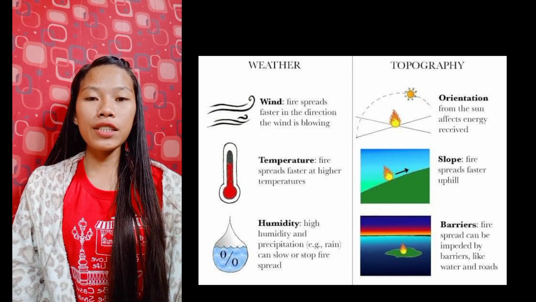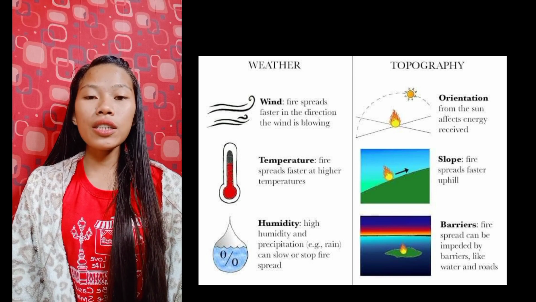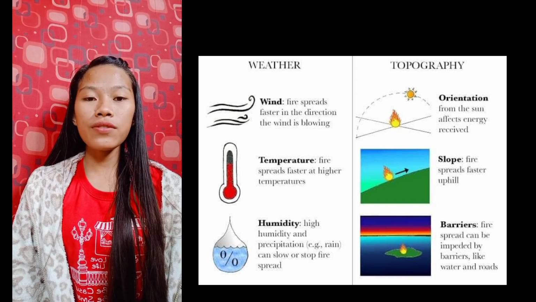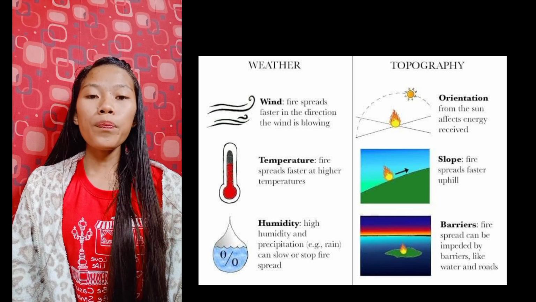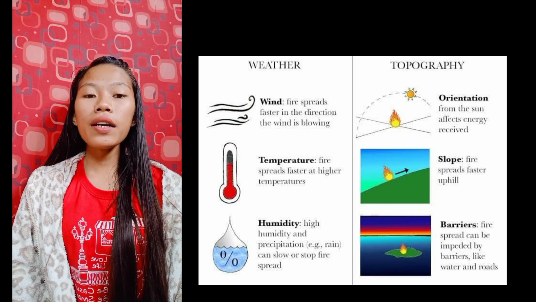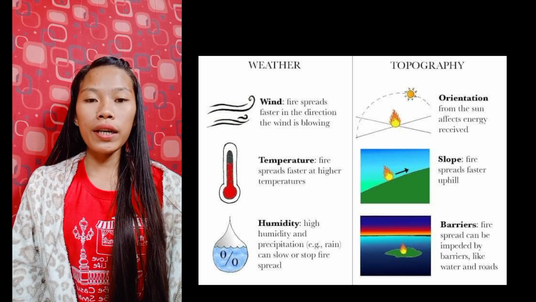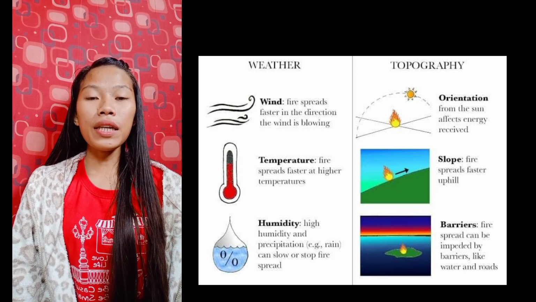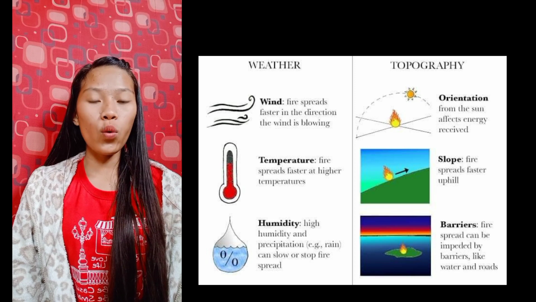Topography as well has three elements: the orientation, slope, and barriers. The orientation from the sun affects energy received. In slope, fire spreads faster uphill, and in barriers, fire can be impeded by barriers like water.